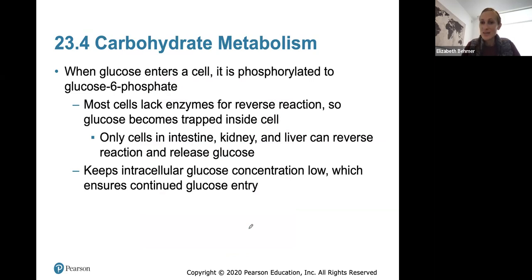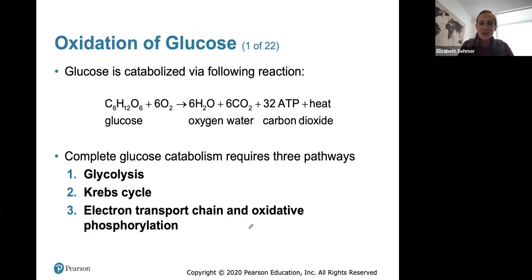When glucose enters a cell, it's phosphorylated, or a phosphate group is added to it to create glucose 6-phosphate, and then it moves on and goes through the process of glycolysis. Most cells lack the enzymes for the reversal of this reaction, so glucose usually becomes trapped inside the cell, and only cells in your intestine, kidney, and liver can reverse the reaction to release glucose. So this keeps the intracellular glucose concentration low, which ensures continued glucose entry, so that glucose is constantly entering your cells to enter this pathway to create ATP.